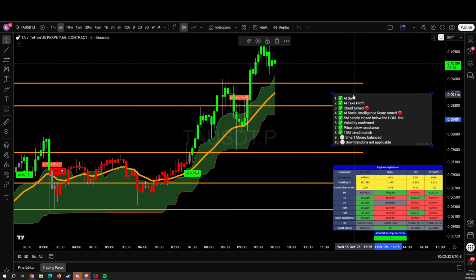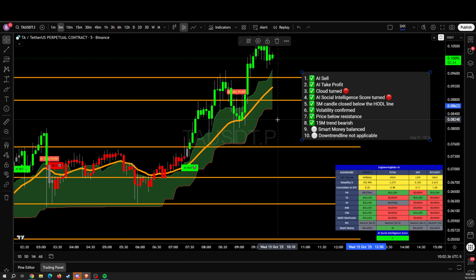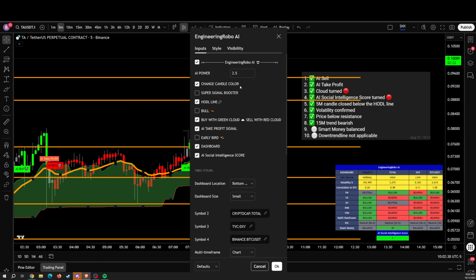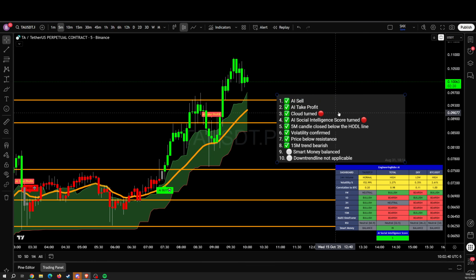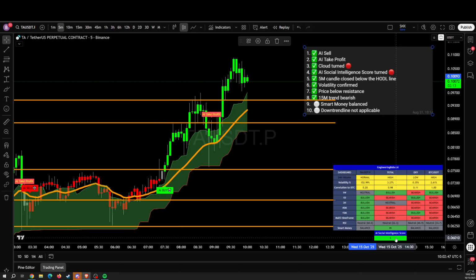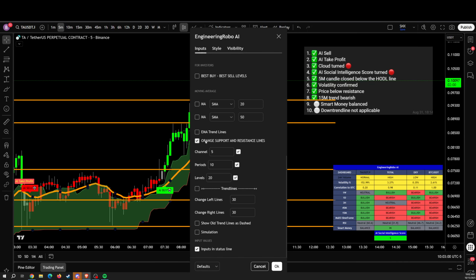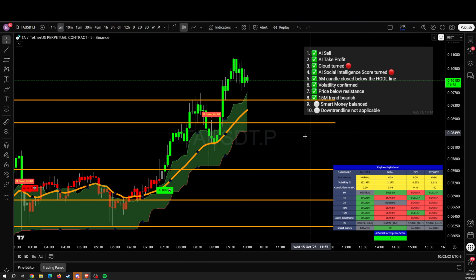So we are looking for an AI sell, which we don't have just yet. I think I actually turned, no, they're still on. Okay. So AI sell, AI take profit, cloud turning red. The AI social intelligence score is still green; it needs to be red. This is the 5-minute chart, by the way. Stay on the 5-minute chart. These are the settings that you need on at all times for this method, and then you need the orange support and resistance lines.